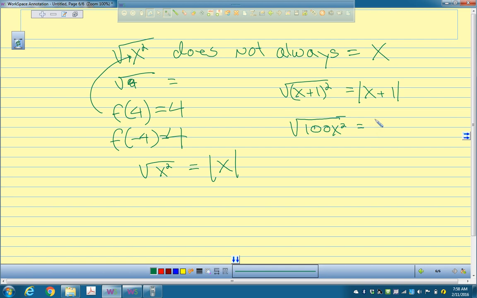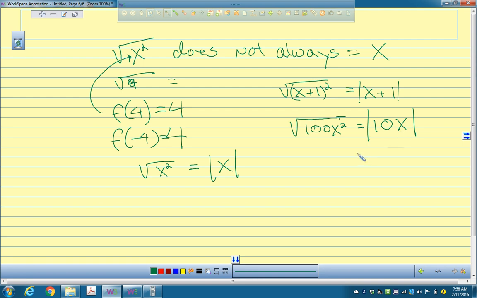So the answer to this is absolute. The square root of 100 is 10, right? Square root of x squared is x. So it would be 10x, but you have to put absolute value around it, because that may be a negative number, or whatever's in the x. It may be positive or negative before you put it in.